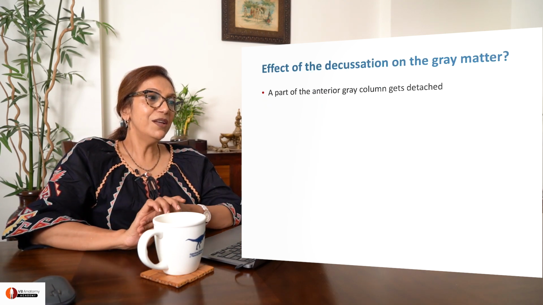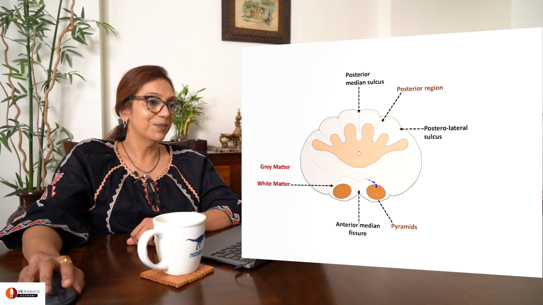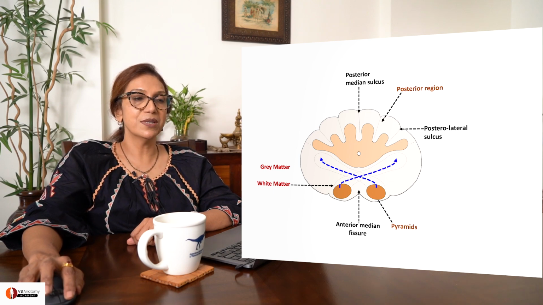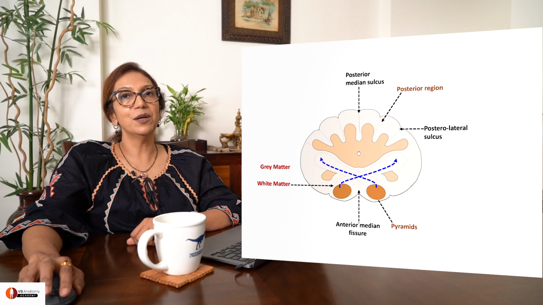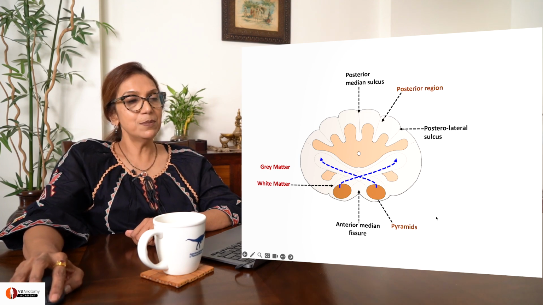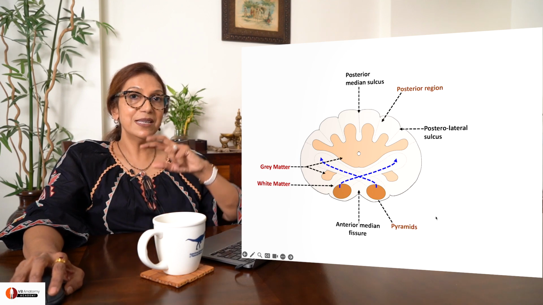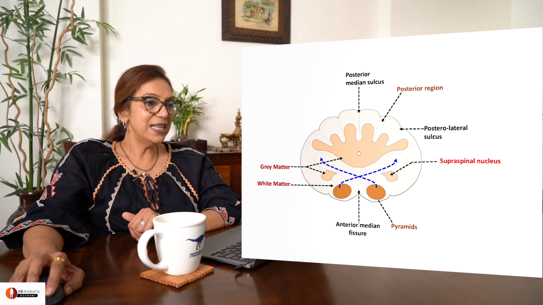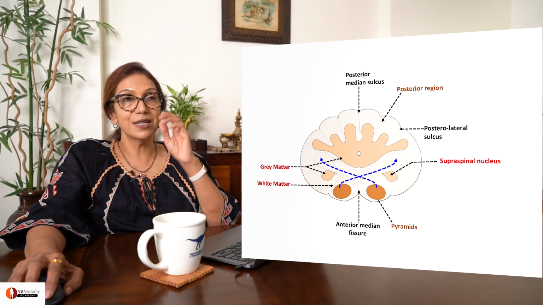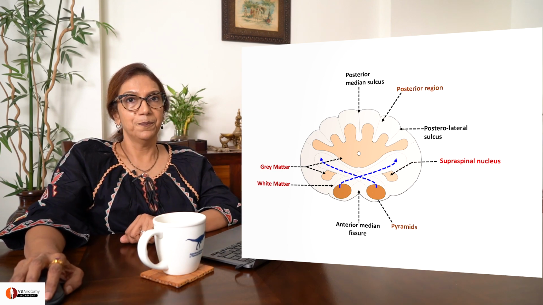Right. So, effect of decussation on gray matter. Take a look. As this fiber crossed, a portion of the gray matter broke off. Can you see how a bit of the gray matter is now broken off here? This broken off bit of gray matter, you can see your gray matter dividing into two. This broken bit of gray matter is called supraspinal nucleus. What is it called? Supraspinal nucleus. Please add it to your diagram.